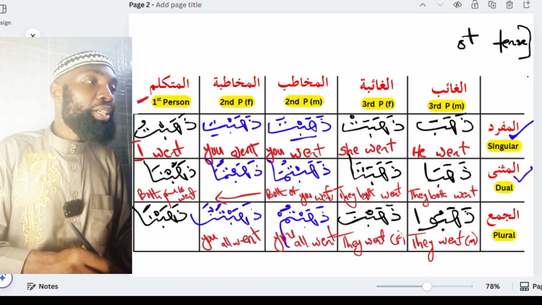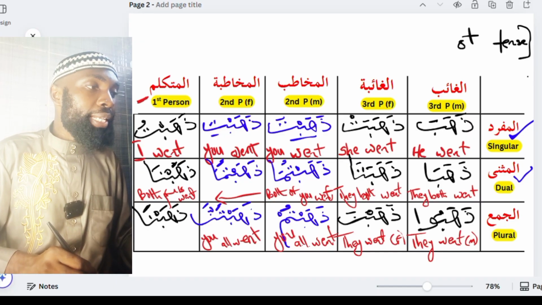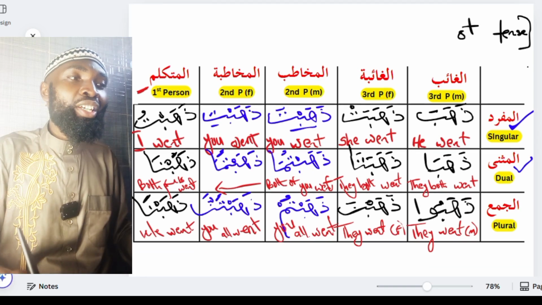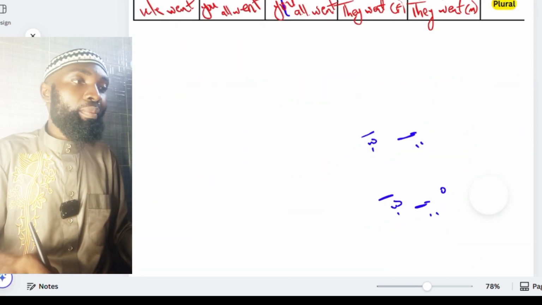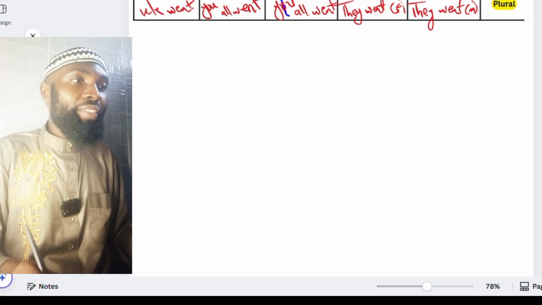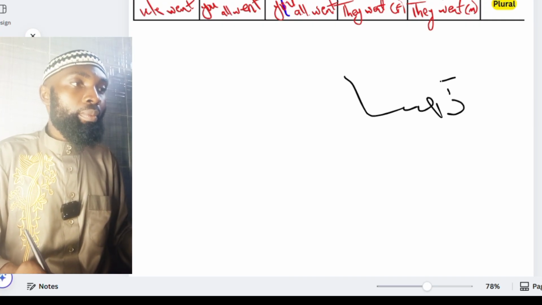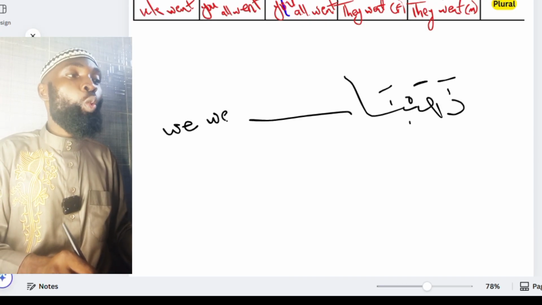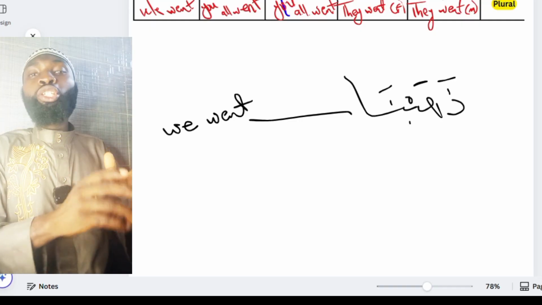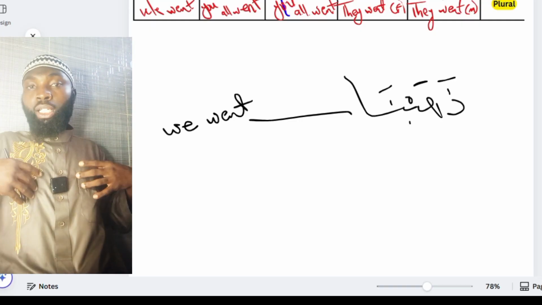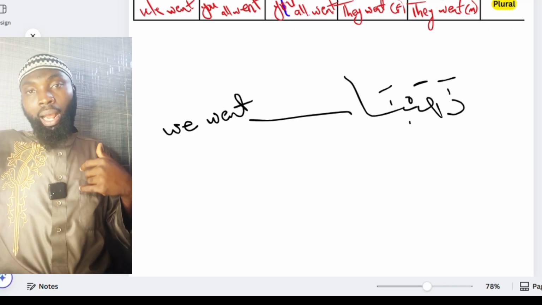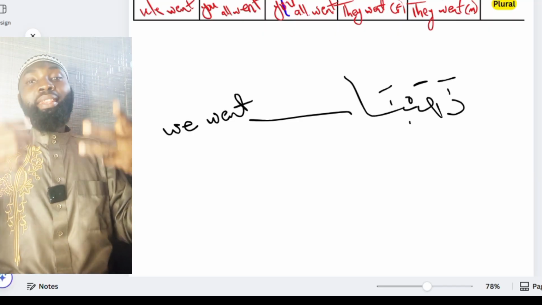Dhahabna, we went. So let's rewrite this. We have the word dhahabna, which means we went. This is used either for males or females. If I'm Aisha and Mariam is here and Zainab is here, we will say dhahabna. If I'm Hamza, Hamid is here, Khalid is here, we will say dhahabna.